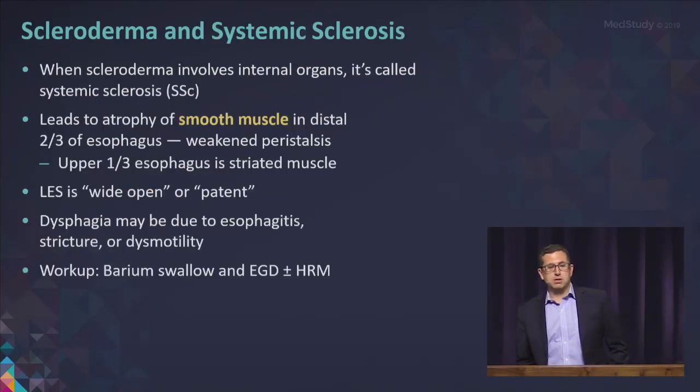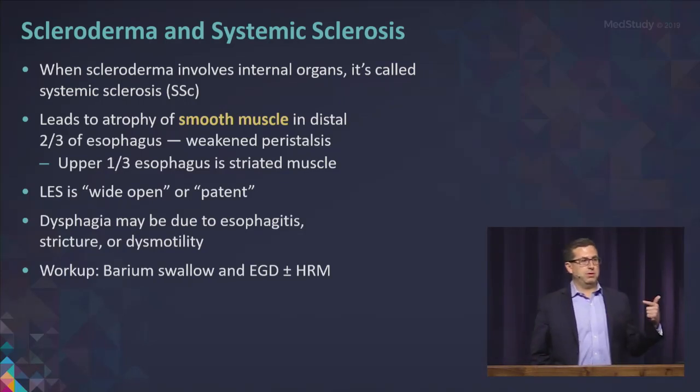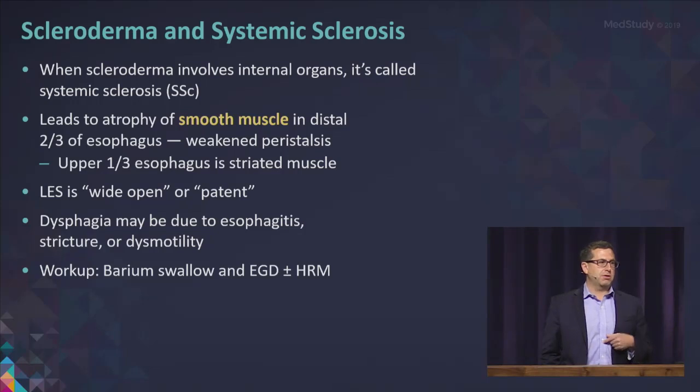It's worthwhile to mention scleroderma and systemic sclerosis. So when scleroderma involves internal organs, it's called systemic sclerosis. This leads to atrophy of the smooth muscle in the distal two-thirds of the esophagus. And this leads to not only weakened peristalsis, but could also affect the lower esophageal sphincter. So a lot of times when we do endoscopy in patients with scleroderma, we'll just see a wide open lower esophageal sphincter, and you may see esophagitis because acid gets up and irritates the lower esophagus.